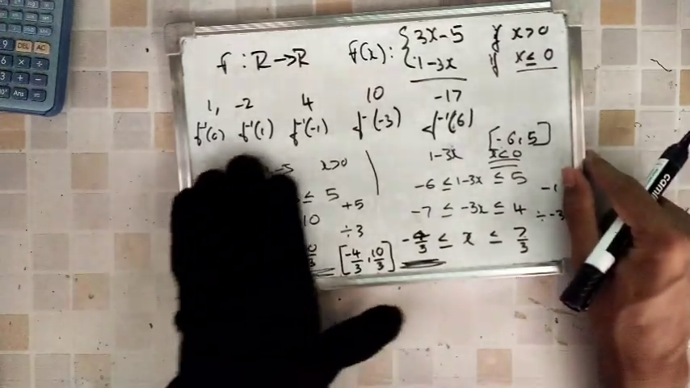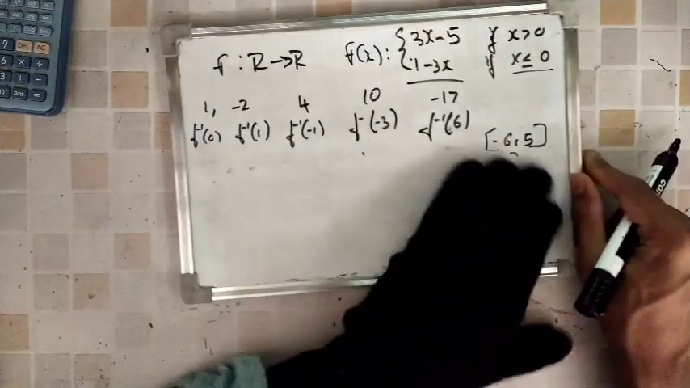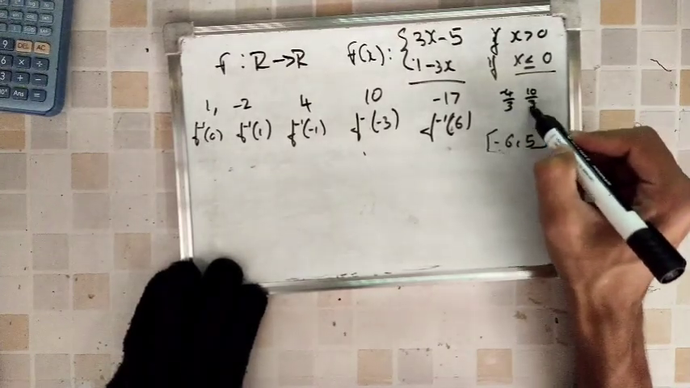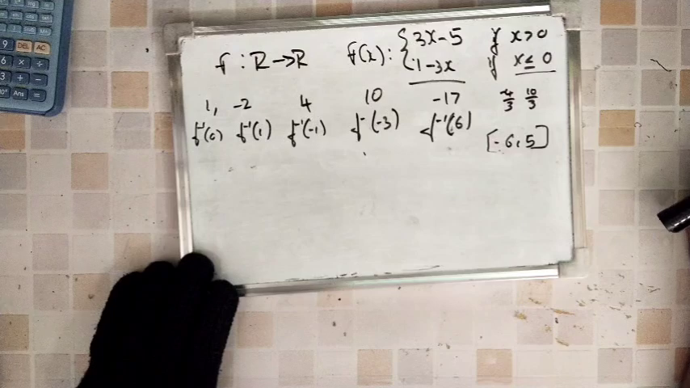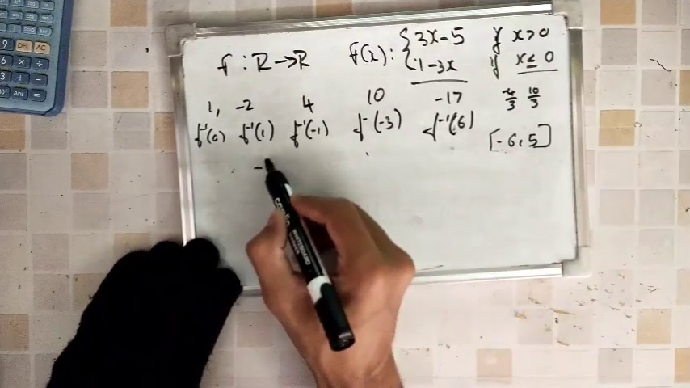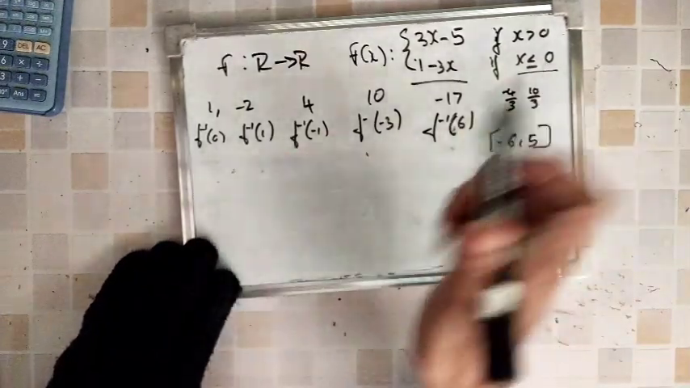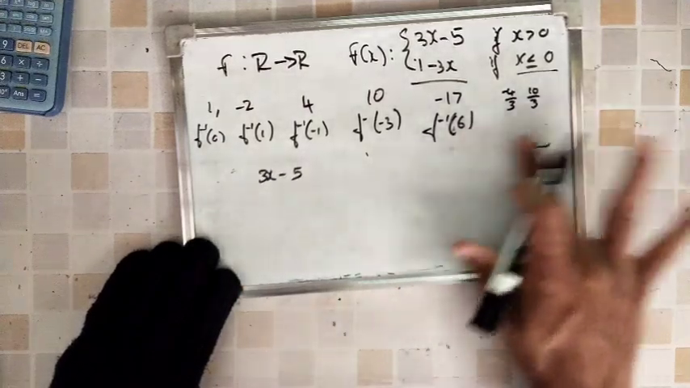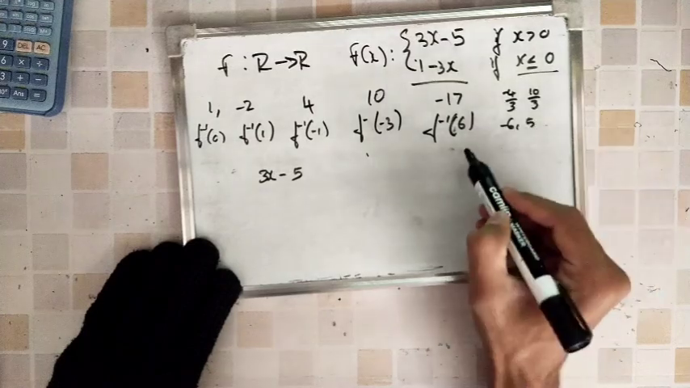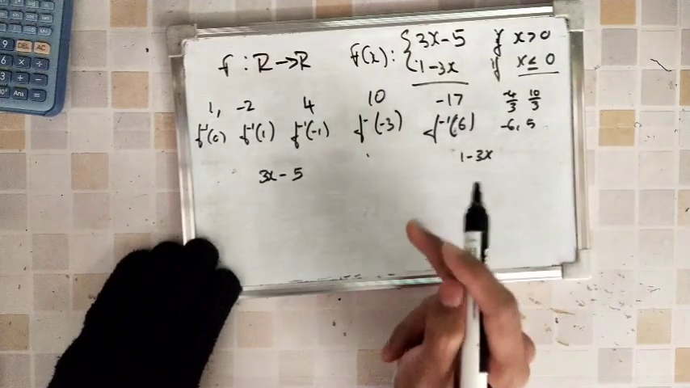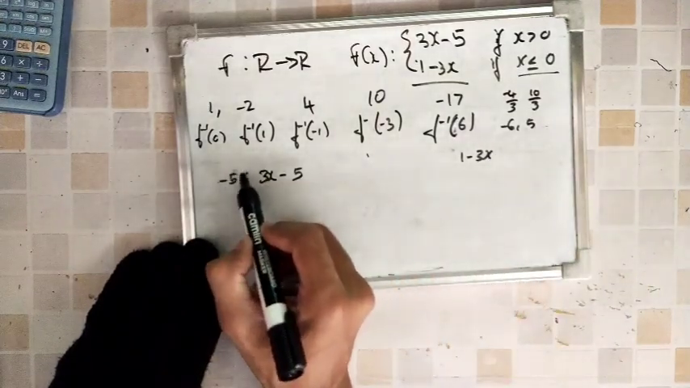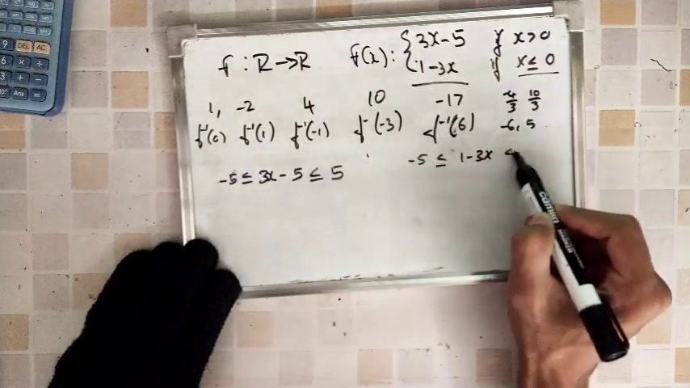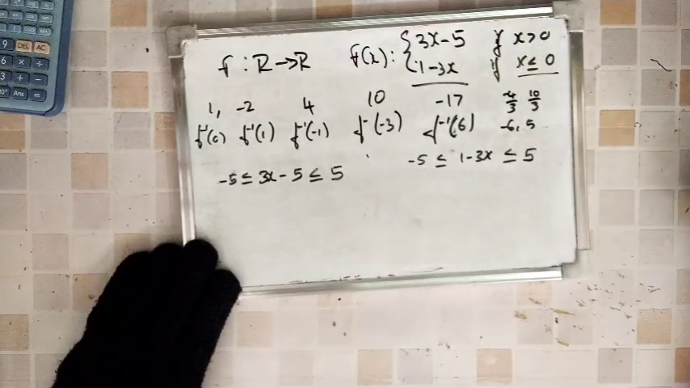Okay, for f inverse of minus 6 comma 5, I got minus 4 by 3 comma 10 by 3. Suppose they ask minus 5 comma 5 also. How will I do that? First I will write 3x minus 5, and here I will write 1 minus 3x. So they have said minus 5 comma 5. So minus 5 less than or equal to this, less than or equal to 5. Minus 5 less than or equal to this, less than or equal to 5. I have to first write like this.